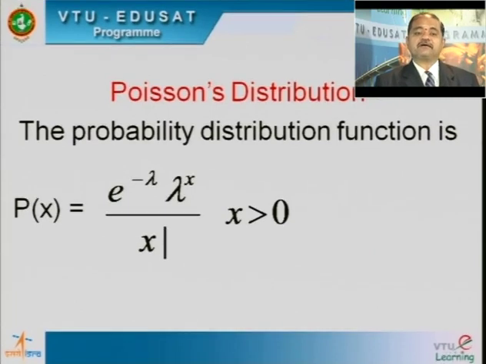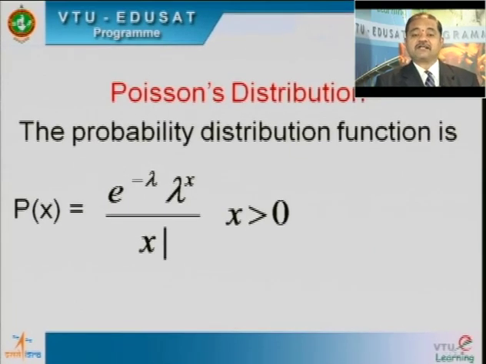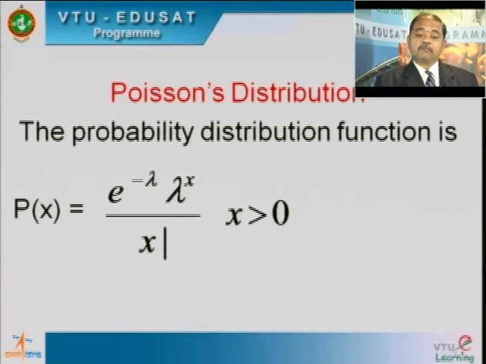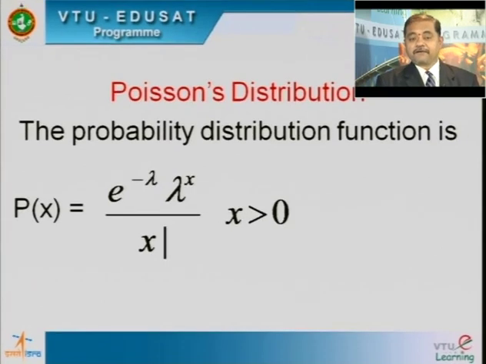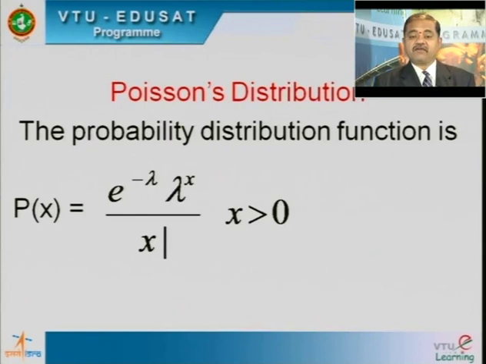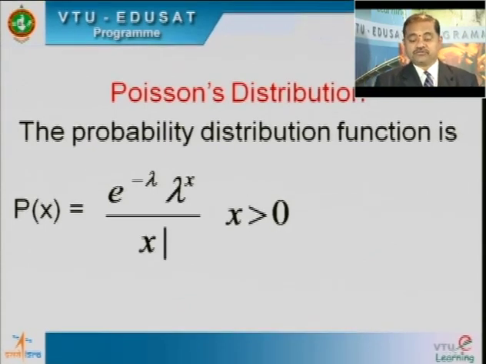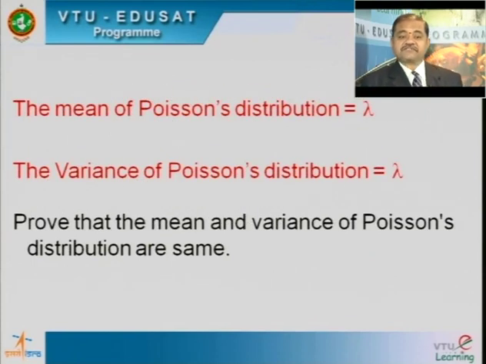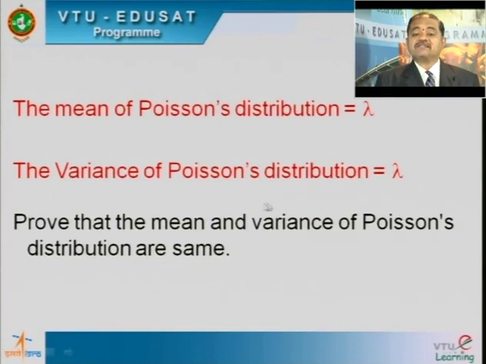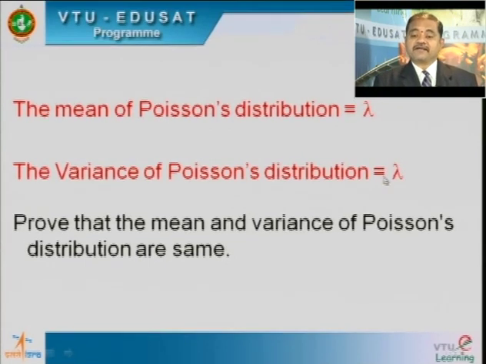If you understood binomial clearly, we did the derivation in the last class for the mean, standard deviation and variance. Like that, for Poisson distribution also we are going to calculate it, along similar lines to what I did in the previous class for binomial. The mean of Poisson distribution is lambda, and the variance of Poisson distribution is also lambda.